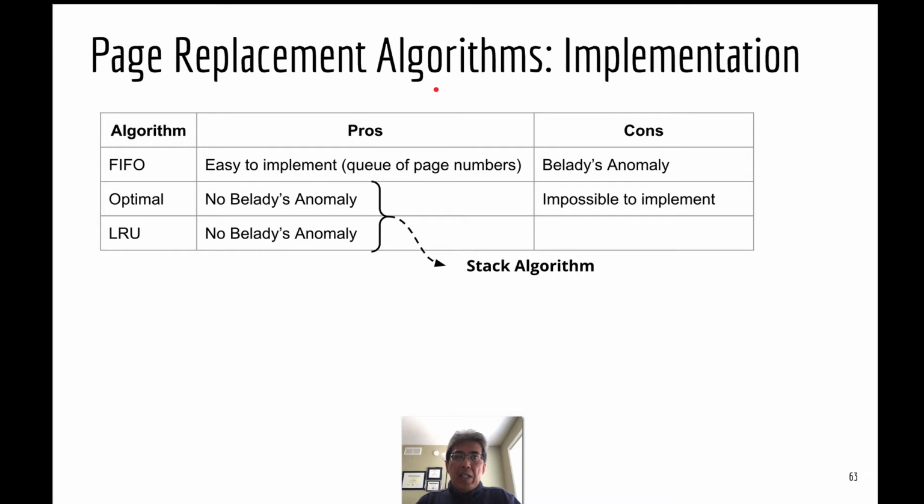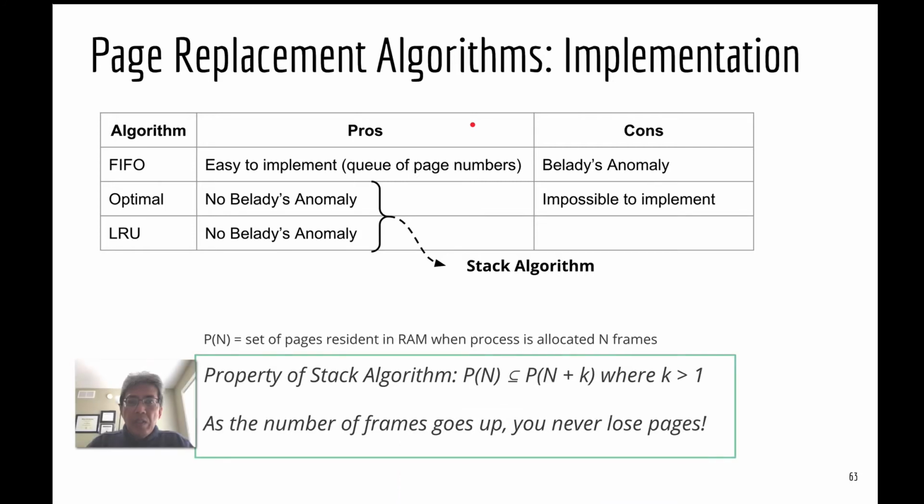But unfortunately, optimal is impossible to implement because the algorithm must predict into the future memory references of your process. So the only choice at this point is just implementation of LRU. By the way, both optimal and LRU are under a class of algorithms known as stack algorithms. So what is a stack algorithm?